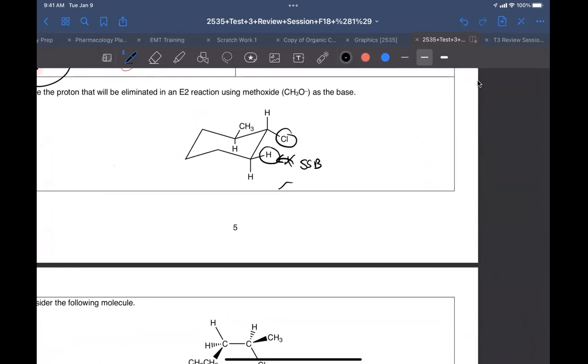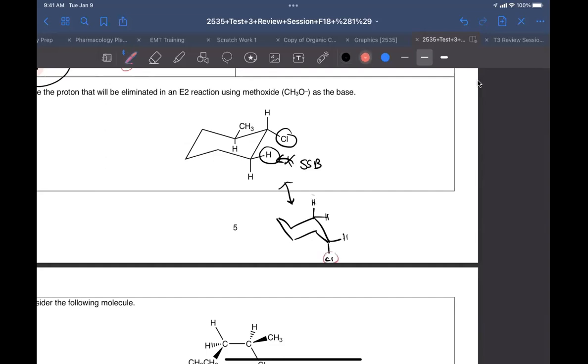I don't know why I'm doing that. Chair flip. There we go. I know you guys can applaud me for my amazing artistic skills. Don't worry. H, H, H, Cl.